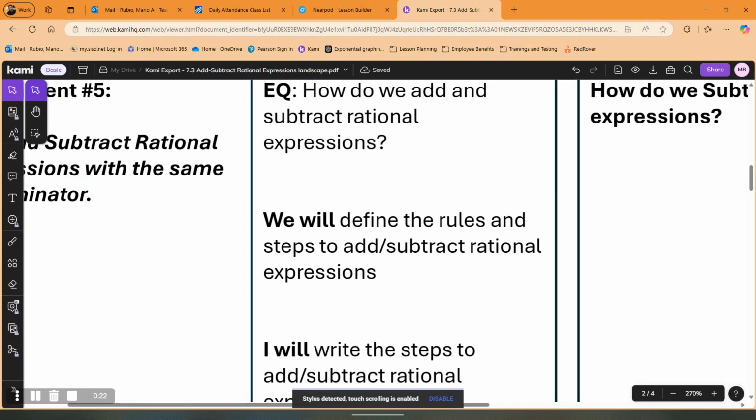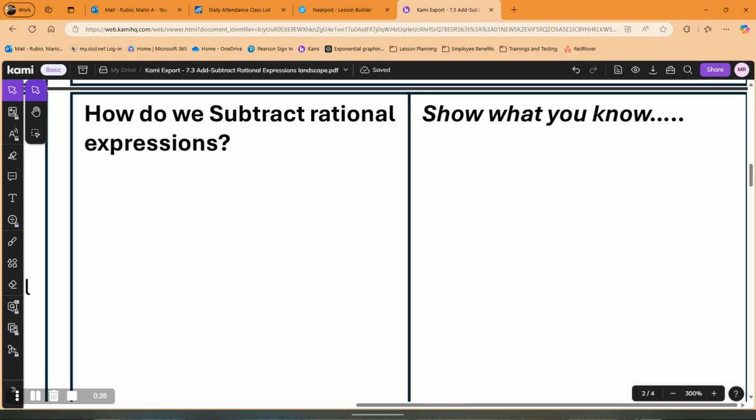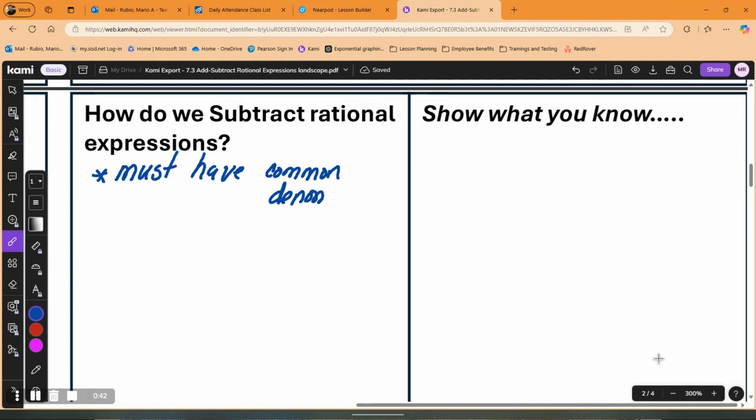So the first thing I'll tell you guys is subtraction, just like addition, is we need to make sure that we have the common denominator. Common denominator. Okay, that's the most important part.